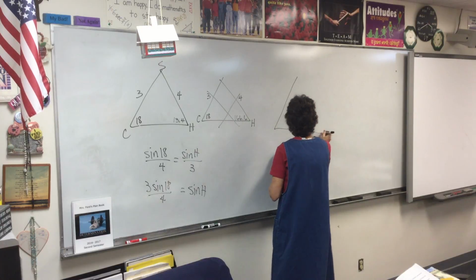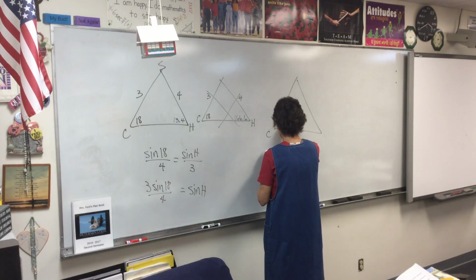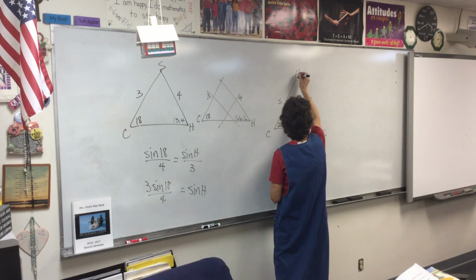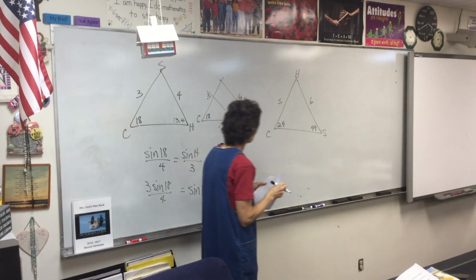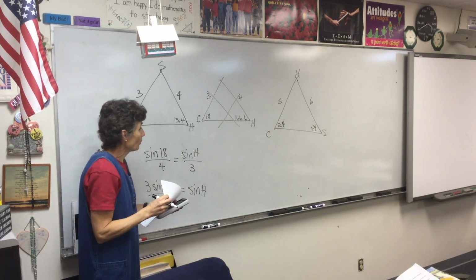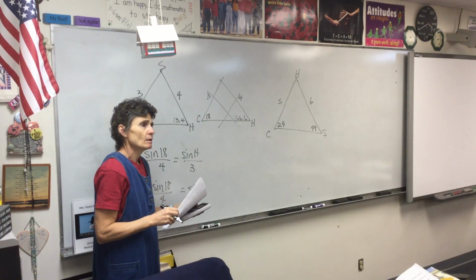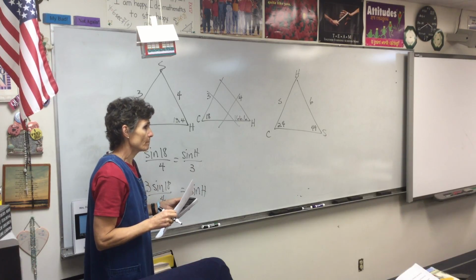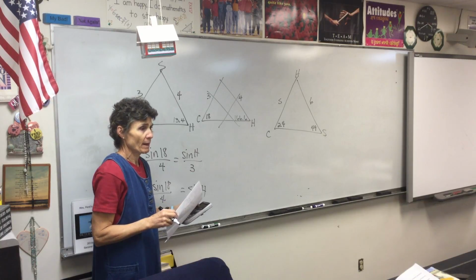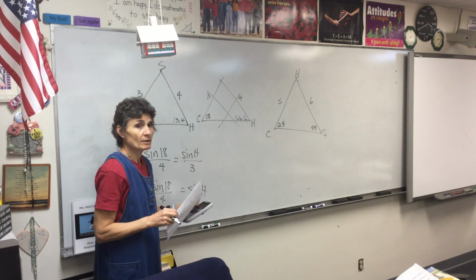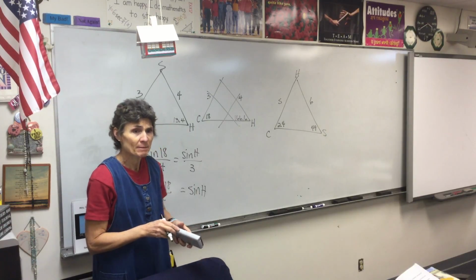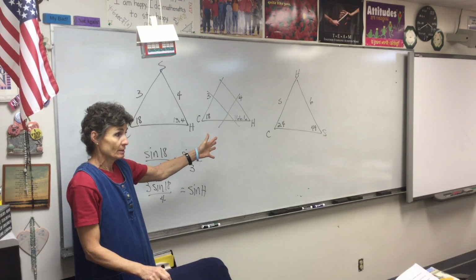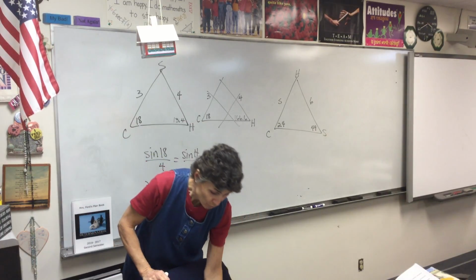All right, so the next problem. Wait, this is a different situation. Would this be a law of sines problem? No. But what's different about it? I can already find the other angle. Is there going to be any ambiguity? No. Is there going to be any chance of any angle being anything other than what it is right there? No. One triangle.